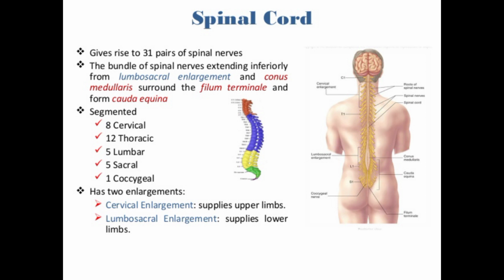I told you there are 31 pairs of spinal nerves. So where do you see them? There are 8 cervical, 12 thoracic, 5 lumbar, 5 sacral and 1 coccygeal. These are the spinal nerves you see. You see the enlargements. One is called the cervical enlargement, which supplies the upper limb. The lumbosacral enlargement supplies the lower limb.